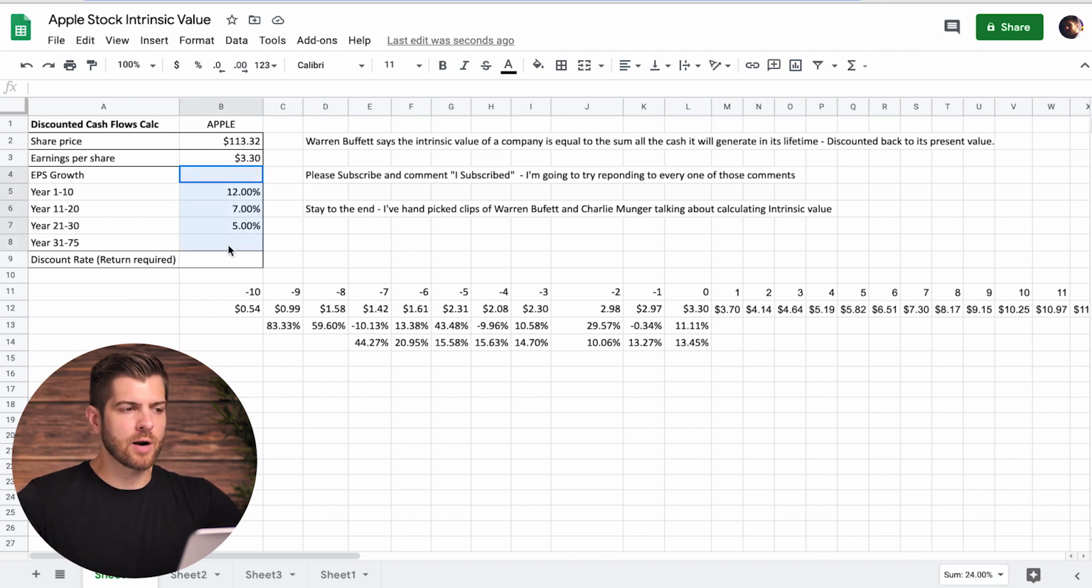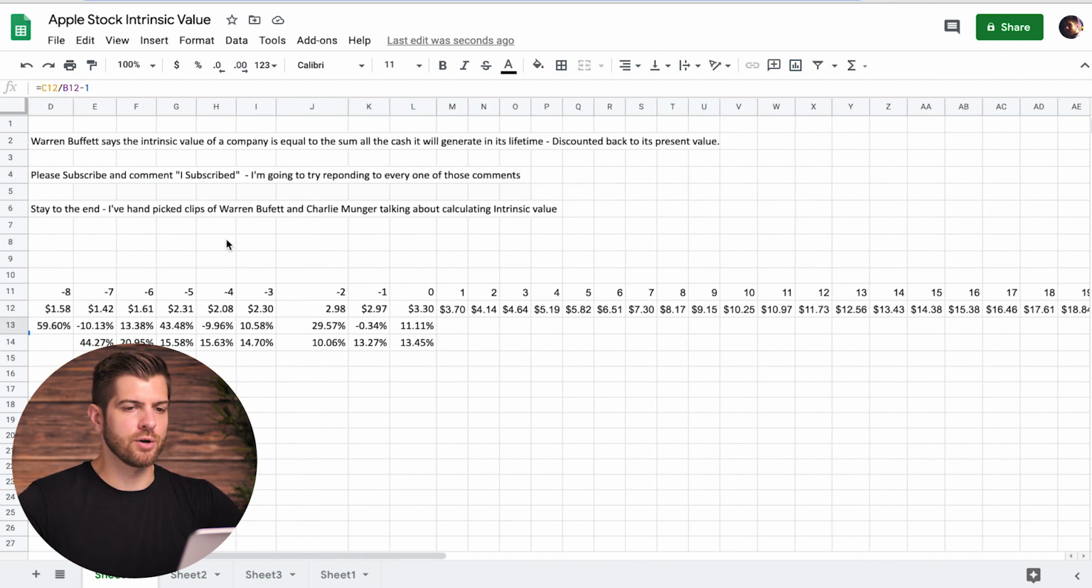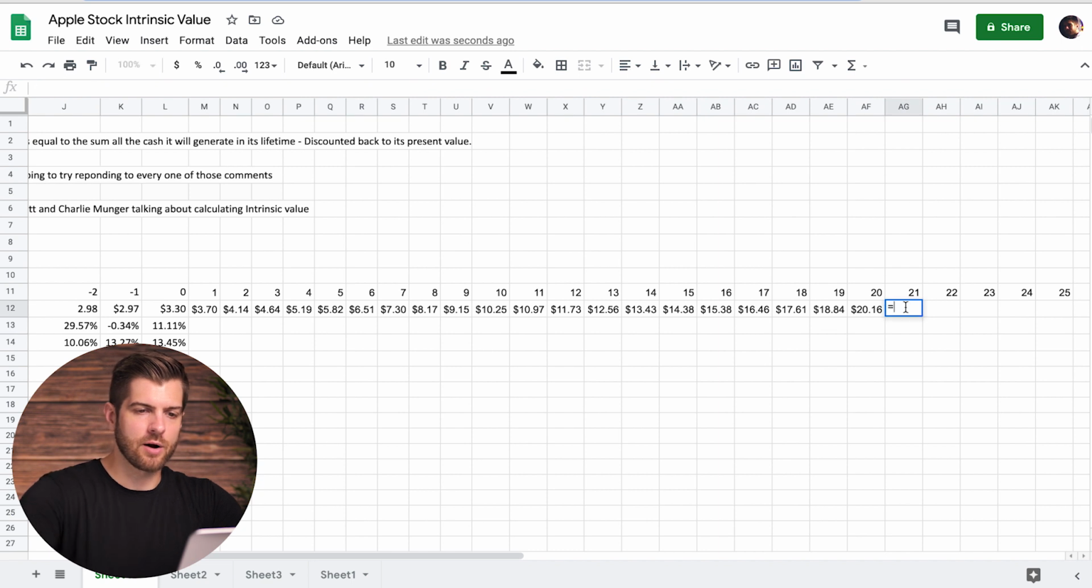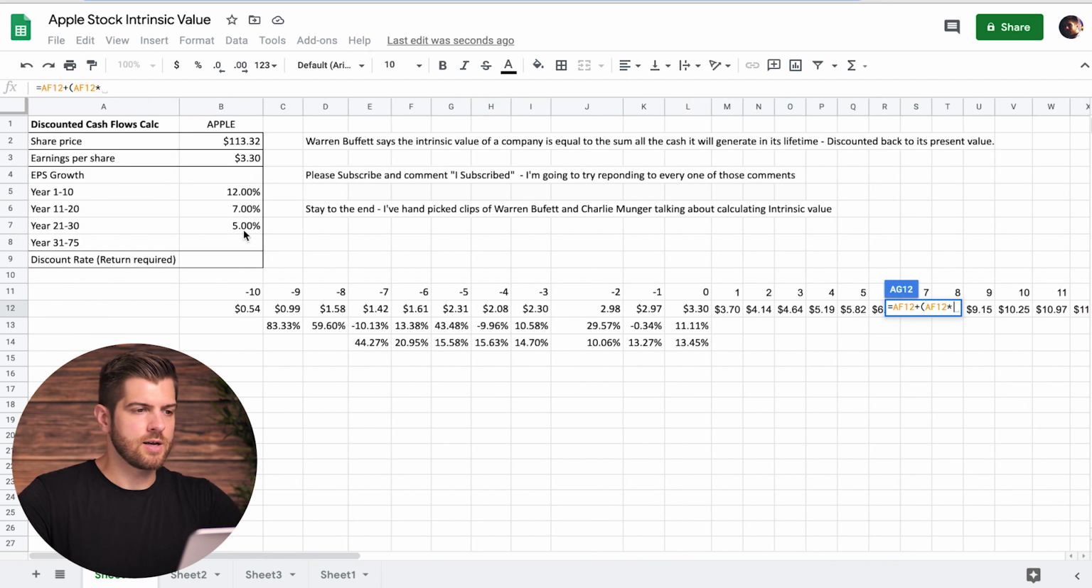And again, we're going to play around with all of these estimates once we get to that final number, but for now we just want to fill it in so we can get there. So that's what we're going to do. So let me just plop it in here now. So we're going to do this plus this times this.